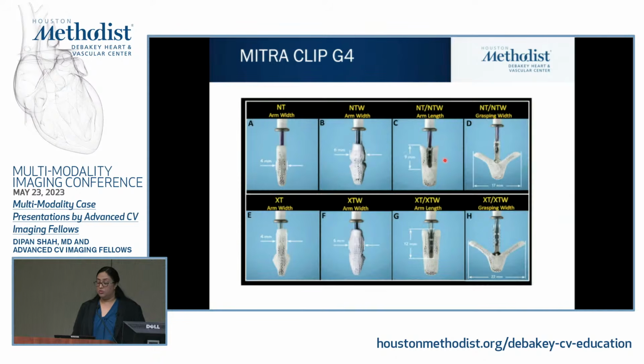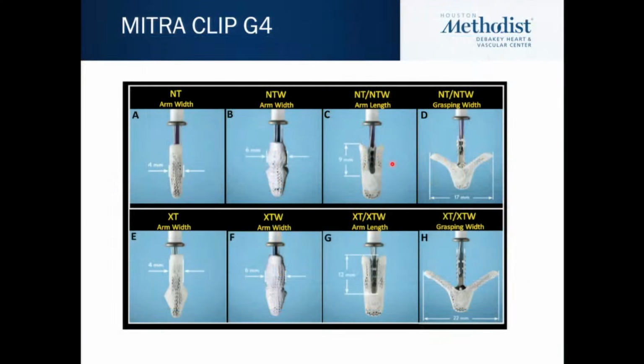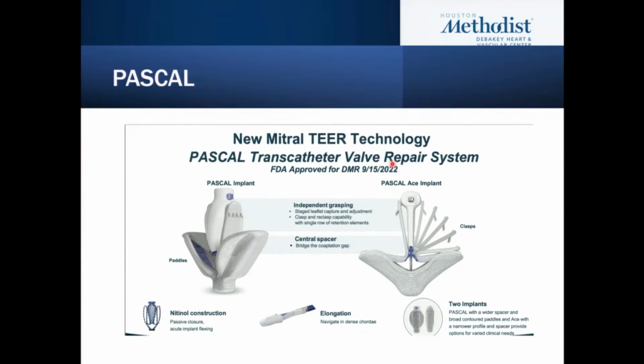So just to go over the devices available for transcatheter edge-to-edge repair, we have two devices, the MitraClip and Pascal. MitraClip is the most widely used TEER device, and we have the newer generation, which is the G4, which Dr. Goel has gone over, and we have 4 sizes available. Then we have Pascal, which is approved for degenerative mitral regurgitation last year and is still in trial for secondary mitral regurgitation. These have 2 sizes available.